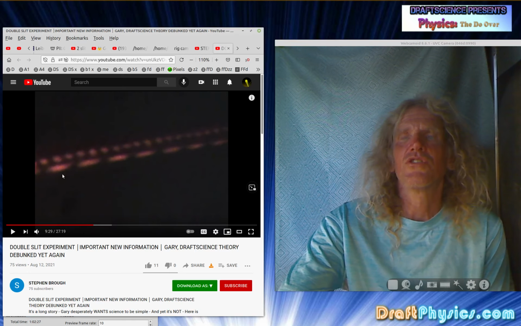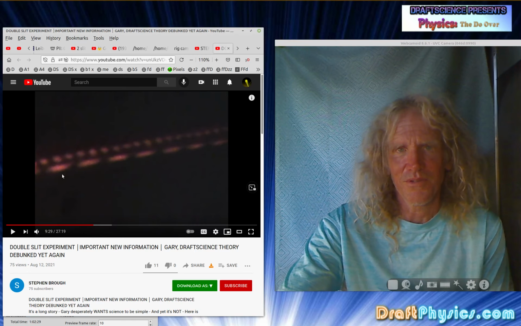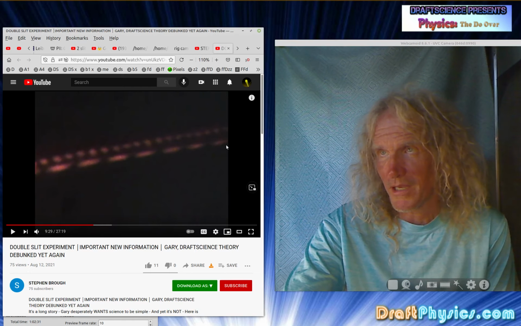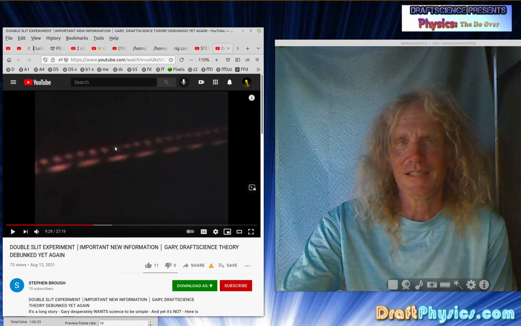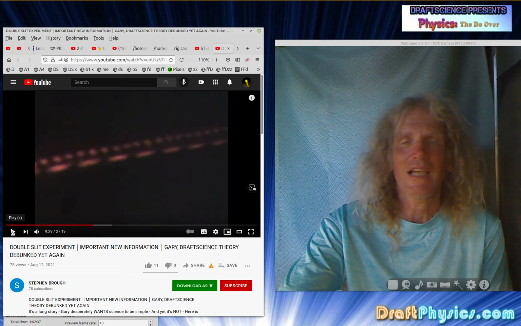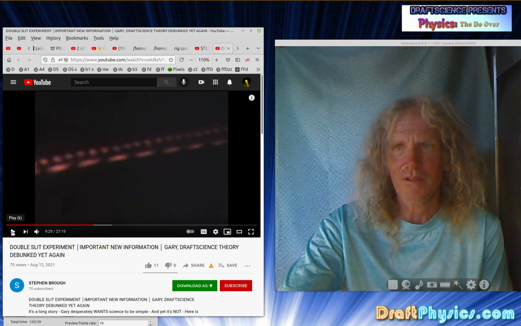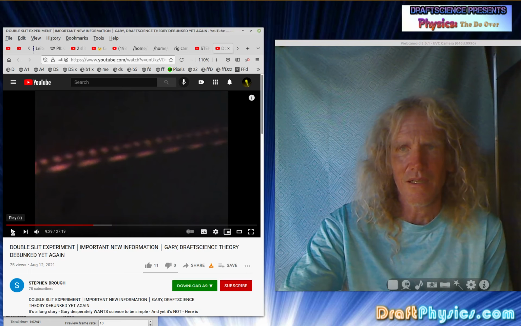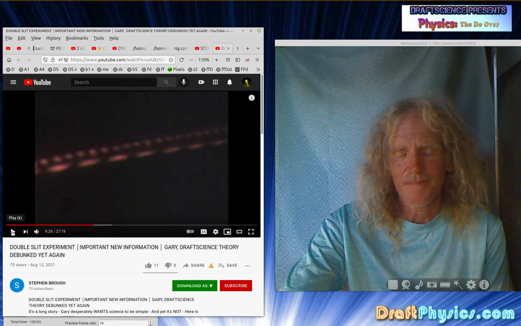The two shortest distances between two surfaces are creating the big pattern. The biggest distance between two surfaces is creating the small pattern. Exactly what I've been drawing, exactly what I've been illustrating, exactly what I've been saying.